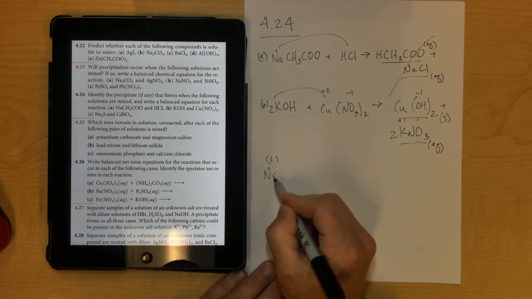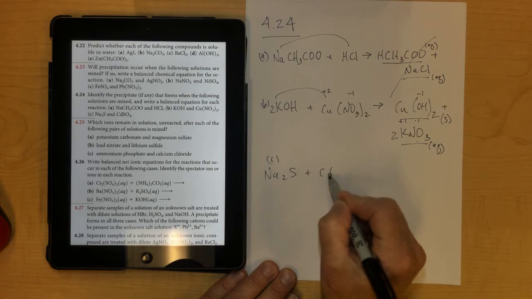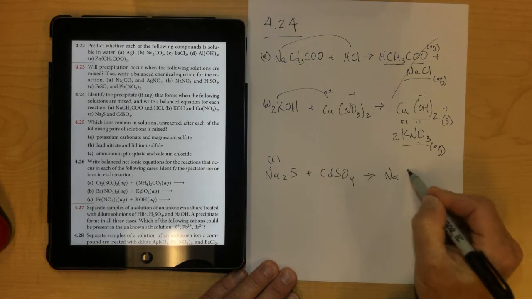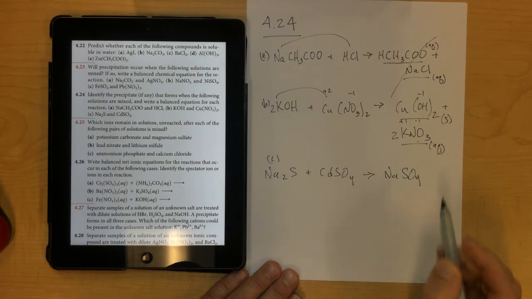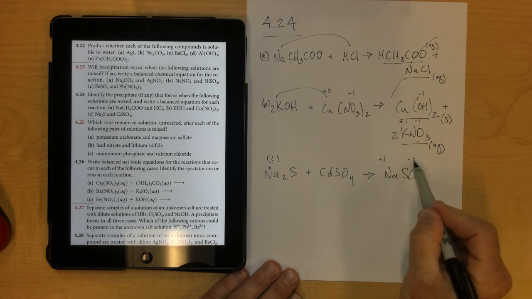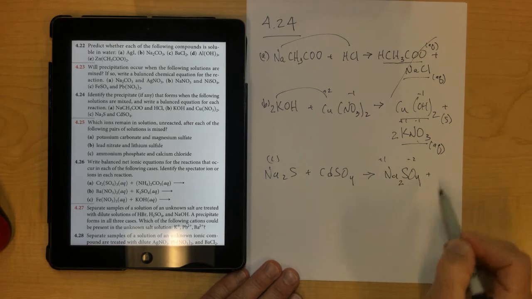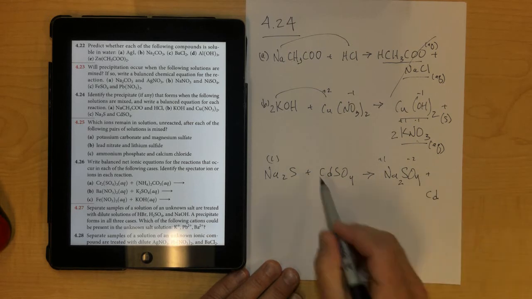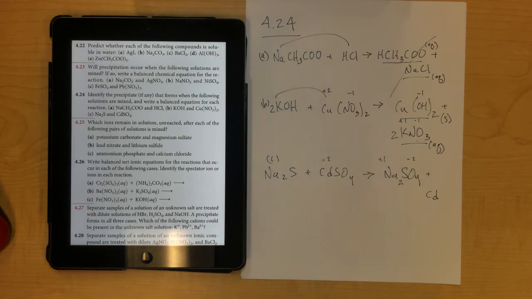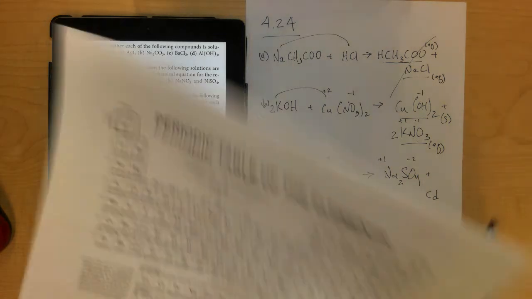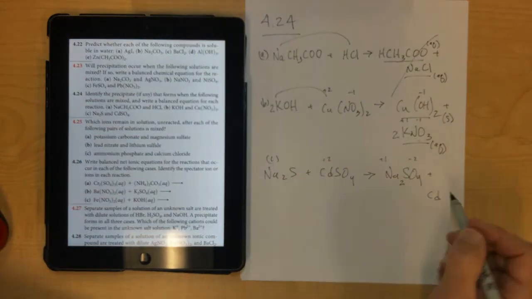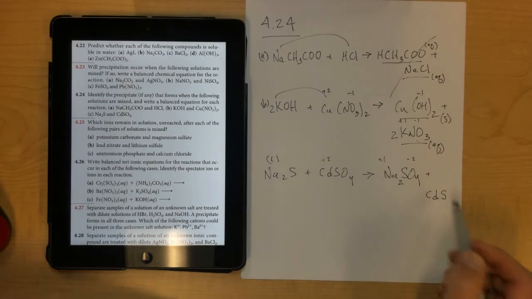Last one, Na2S and CdSO4 react. Swap the cations. The Na is going to go with the SO4. Sodium's +1, sulfate's -2, so make sure that you have a 2 right here. And then the cadmium's going to go with the sulfur, so make sure to put the cation first. Cadmium's +2 in this case. Cadmium's always +2, which you probably have written on your periodic table. And that's going to go with the sulfide right here, which is S-2.